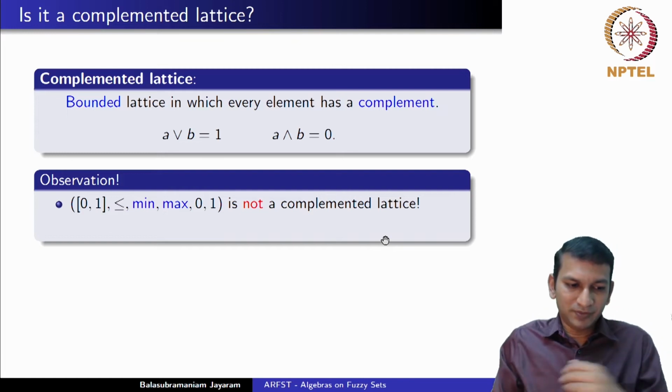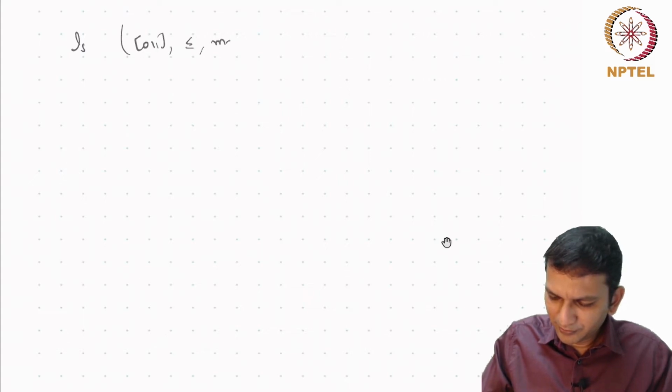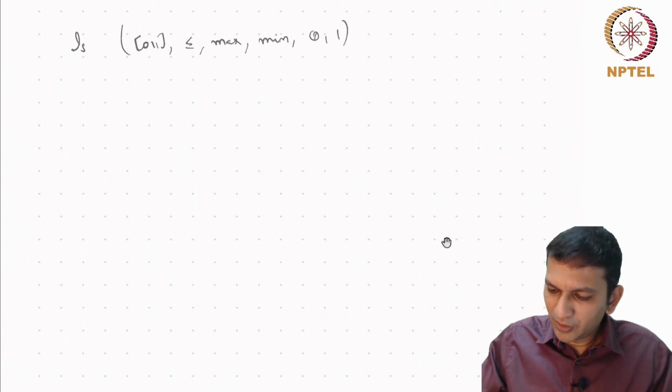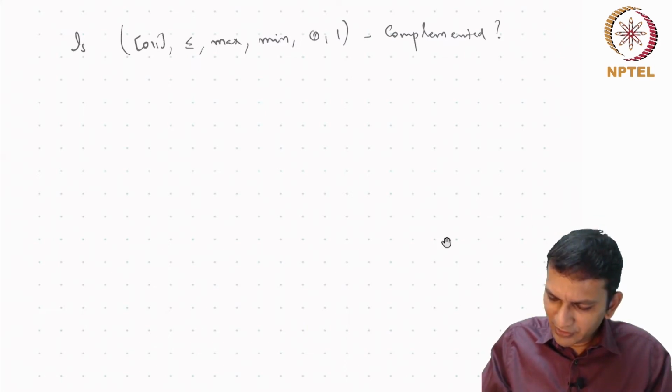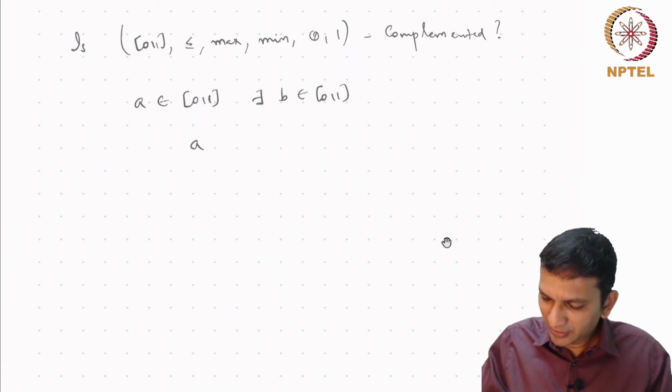Why do we say so? Let's look at the structure. We're asking the question, is this structure complementary? Now, for complementation, we have seen that if you take any A, an element of L, which is [0, 1], there should exist a B, which should be an element of [0, 1], such that A join B is 1 and A meet B is 0.